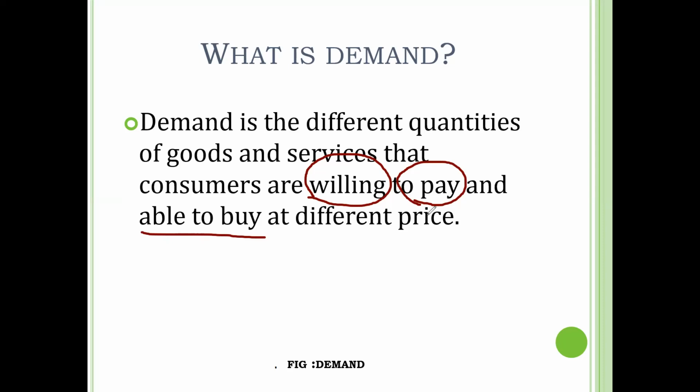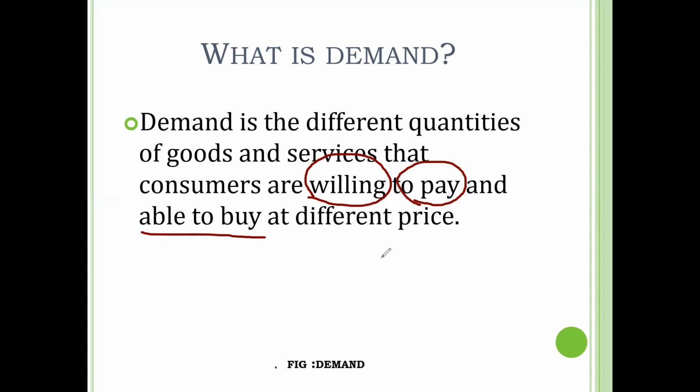So if I have the willingness, okay, fine, I want to buy that phone, then for that purpose I have to pay $1,300. But the problem is I don't have the ability. That means I don't have that $1,300 in my pocket. So it's not my demand.